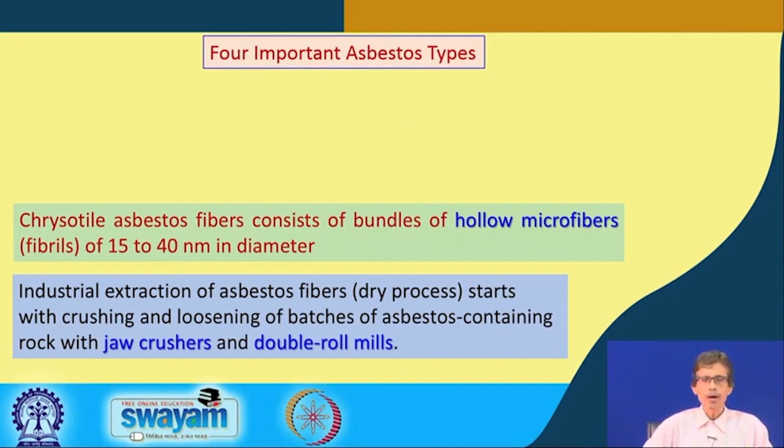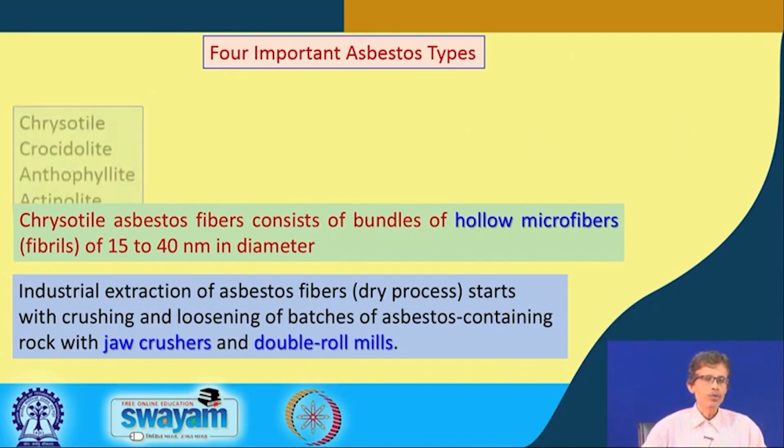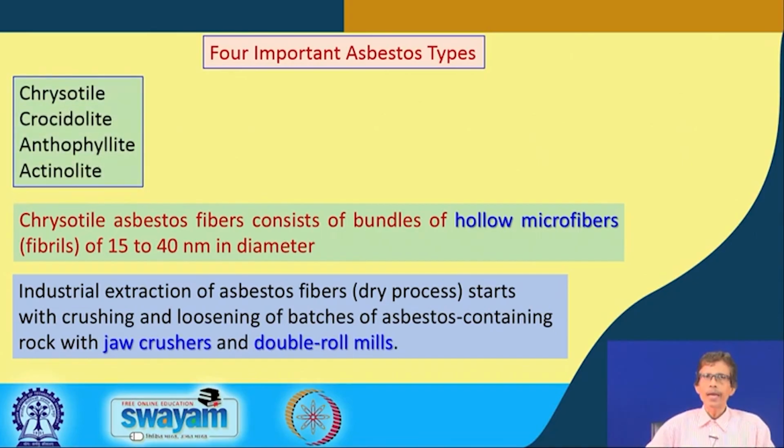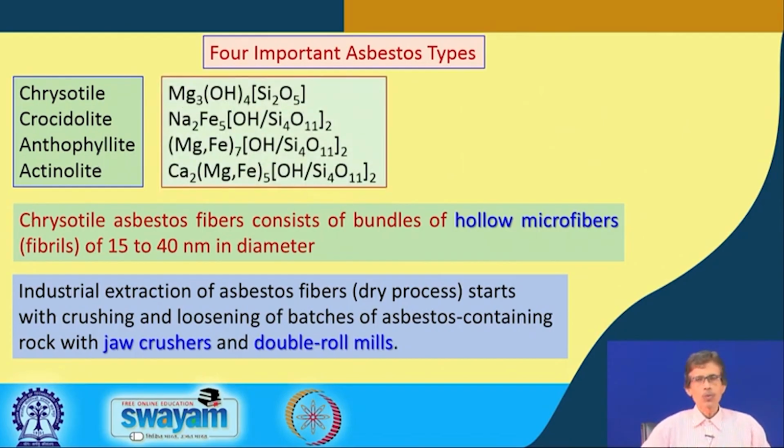What we can find now is that we can have 4 important asbestos types, and by name they are chrysotile, crocidolite, anthophyllite and actinolite. So these are the names basically, and sometimes it can be very difficult to remember, but if we think in terms of their corresponding chemical composition, we will always be interested, as inorganic chemists, in what the corresponding chemical composition of these 4 different varieties is.